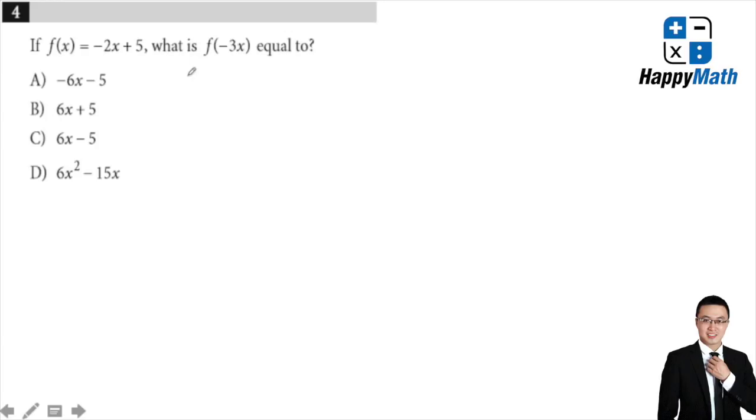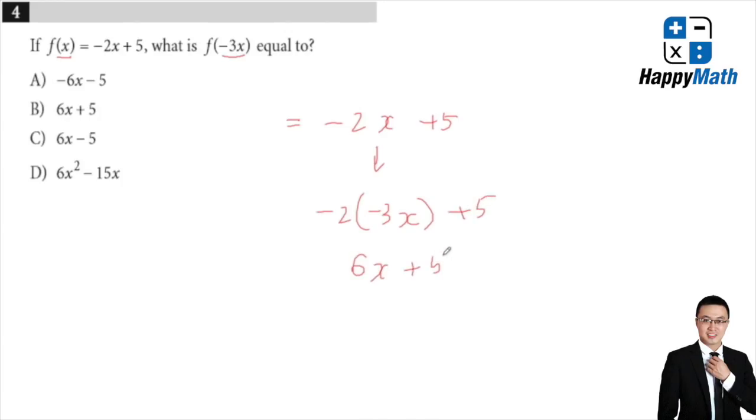Question 4. f(x) is equal to minus 2x plus 5. What is the value of f(-3x)? From x becoming minus 3x, it means you multiply minus 3 at the position of x. So when we have the position of x, I will change it to minus 3x. So 6x we have here, and plus 5. Question B. The answer is B.